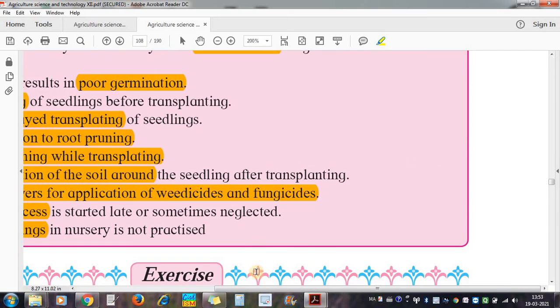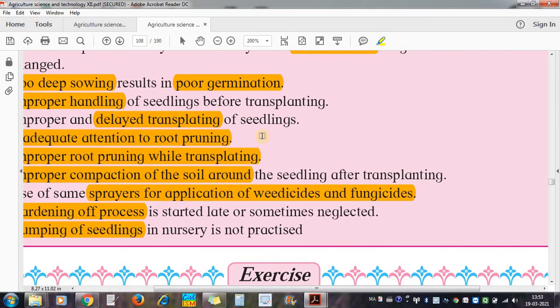Now by the time we have completed this nursery management, I hope that you have understood this. Please read the topic again. Thank you.